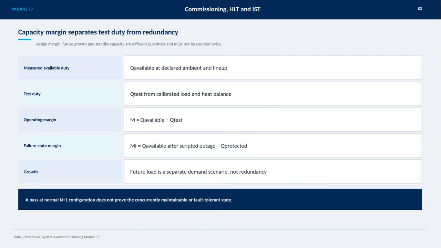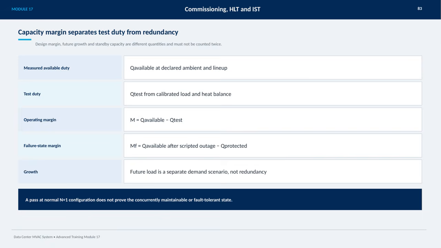The operating margin, represented as M, is the difference between the available capacity and the test duty, essentially showing the buffer you have in normal operation. Next is the failure state margin, or MF, which looks at capacity available after a scripted outage minus the protected load, highlighting your resilience during faults or maintenance.